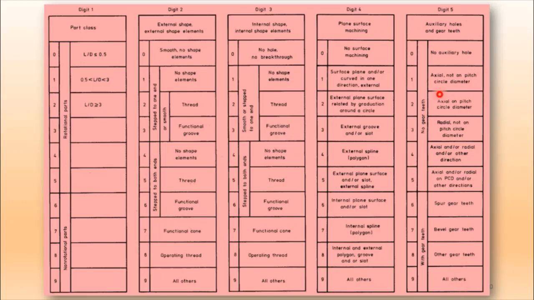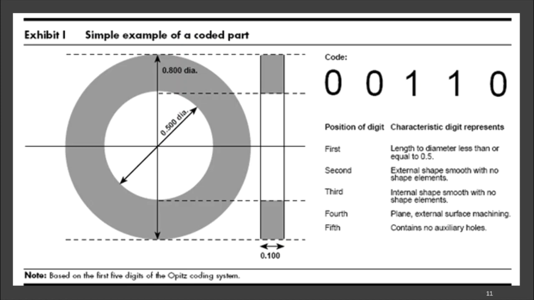If axial, not pitch circle diameter, if I have holes on the outer side, then the kind of hole is either axial or circumferential. So the code is designed like this. Have a look at an example of how the code should look and how we can assign the code.